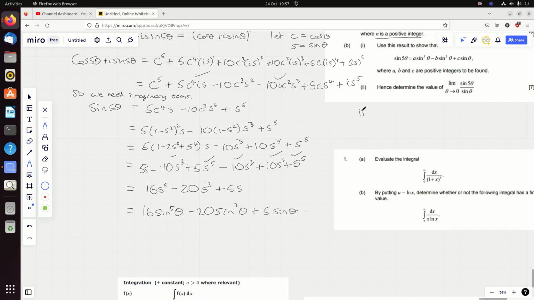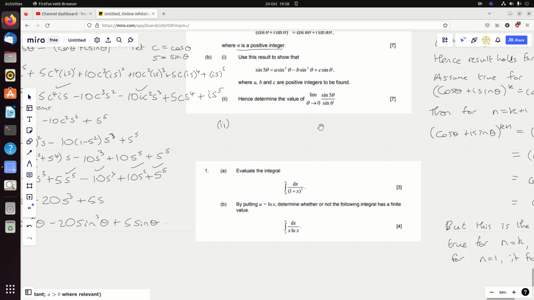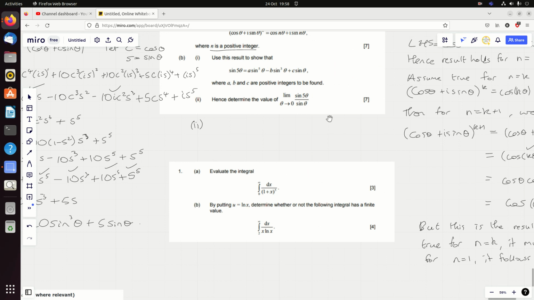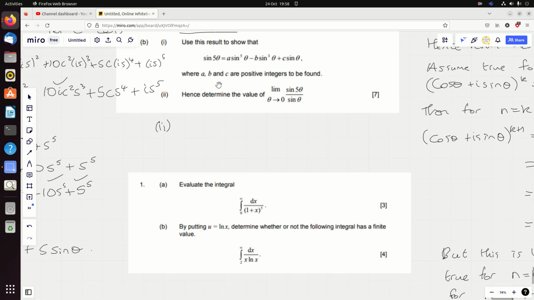Okay, part 2. What makes me laugh about part 2 is this is so much quicker if you just use small angle formulae. If you use small angle formulae, is it not obvious that sine 5 theta over sine theta? Well, theta is small, so you're going to be doing 5 theta divided by theta, because sine x roughly equals x when x is small. 5 theta divided by theta is 5. So this should come out as 5.